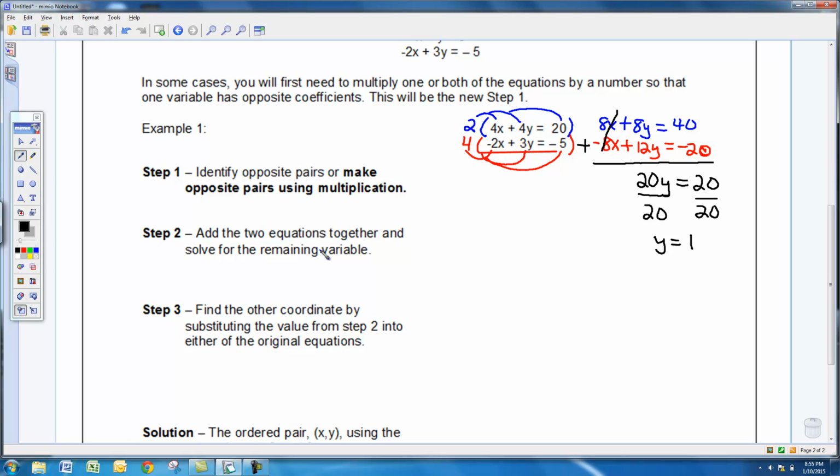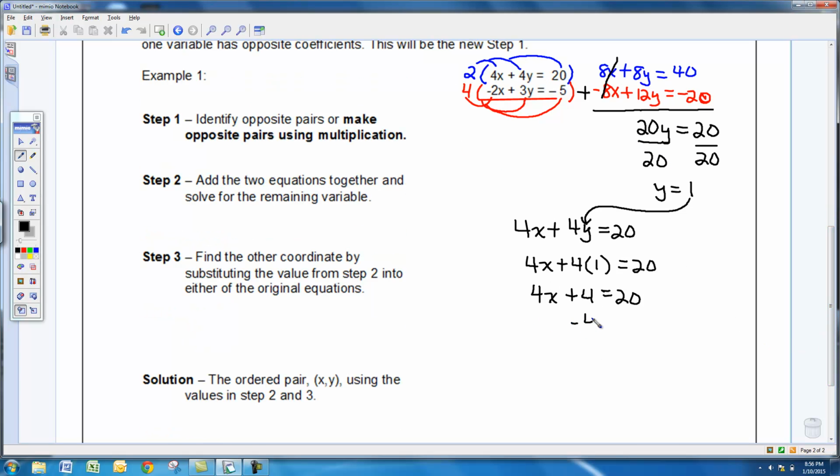We still need to know what x is, so we're going to choose one of the equations. I'll go with the top one, and we're going to plug in the value for y that we just found. We know that y equals 1, so we're going to plug 1 in for y. 4x plus 4 times 1 equals 20. Now we will simplify and solve for x. 4x plus 4 equals 20.